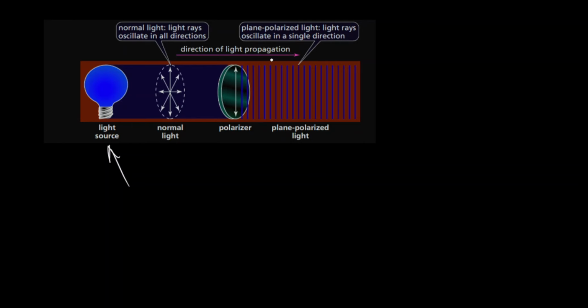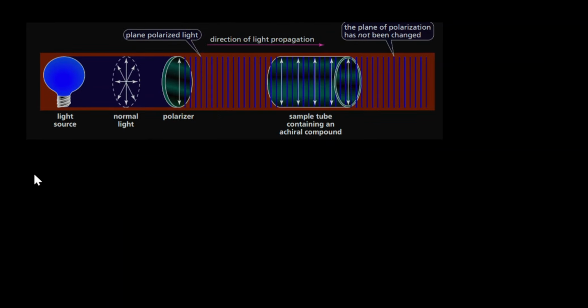We can see the plane polarized light, because this filter has an axis of polarization that is vertical, so it only allows the vertically oriented rays to pass through, and we can see, of course, a plane polarized light. Okay, now that's our first picture.